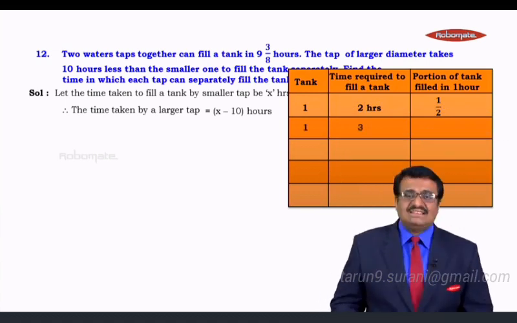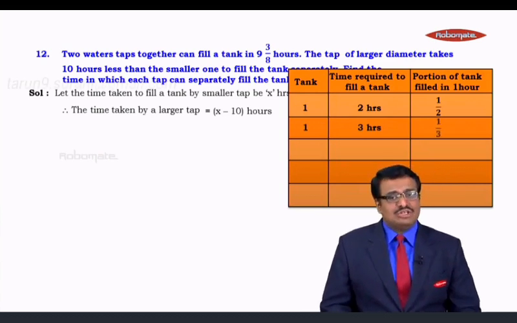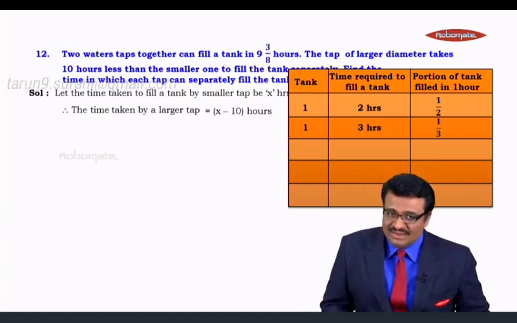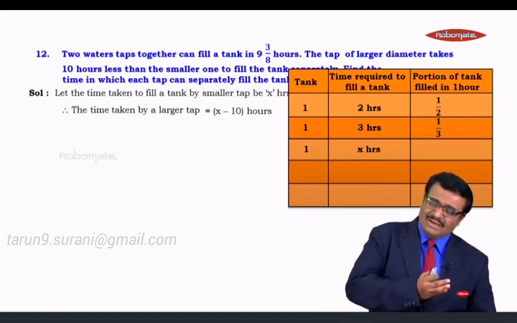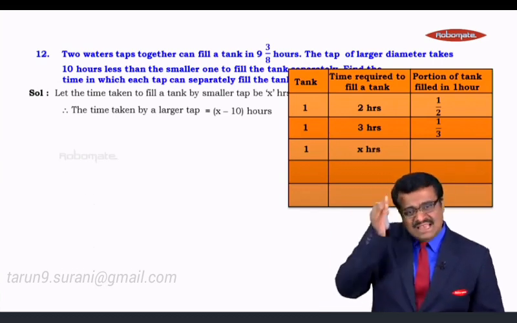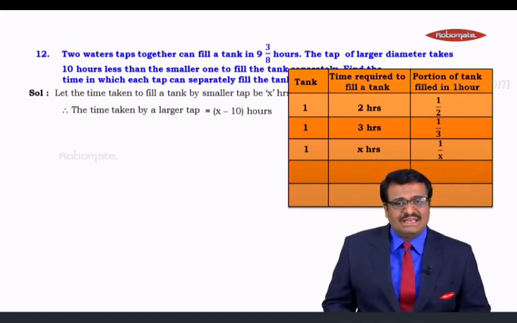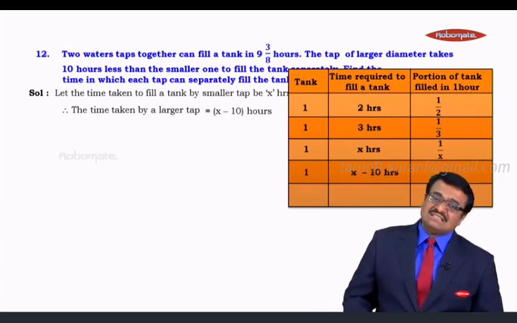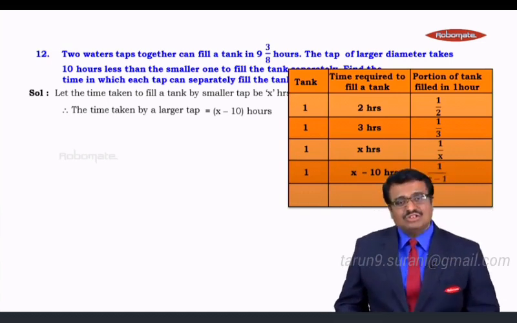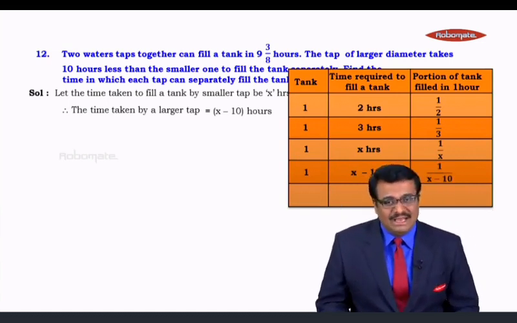Suppose one tank takes 3 hours to fill. What is the portion of the tank filled in 1 hour? 1/3. One tank, suppose it takes 4 hours to fill, so 1/4. Similarly, if one tank takes x hours to fill, the portion of the tank filled in 1 hour will be 1 upon x. Similarly, if one tank takes x minus 10 hours to fill, the portion of the tank filled in 1 hour will be 1 upon x minus 10.